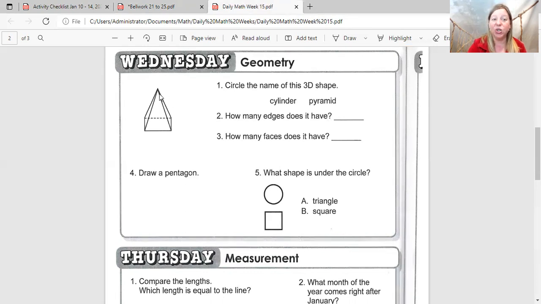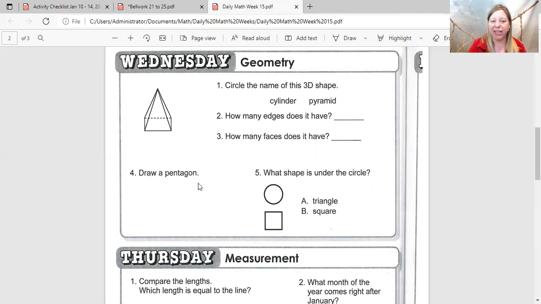Number 2 says, how many edges does it have? An edge is a straight side that is from one vertex to another. A straight edge. How many straight edges does it have? And don't forget the bottom ones. Number 3, how many faces does it have? A face is a flat side of a 3D figure. Don't forget the one on the bottom and print that on the line.